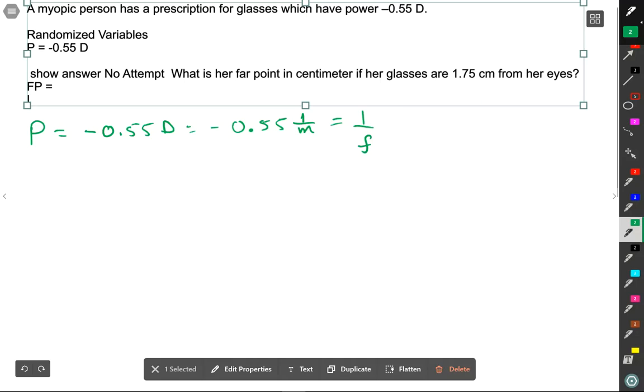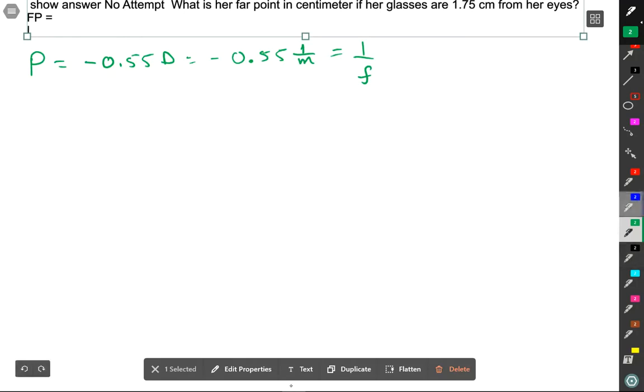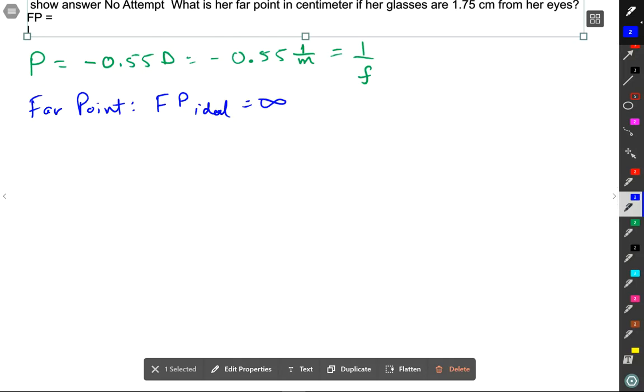What is her far point in centimeters if her glasses are 1.75 centimeters from her eyes? So we have to start with far point. Ideally, how far away can you focus? So far point ideal is infinity. Now, if somebody has a far point that's not infinity, then we call them myopic or nearsighted. And they're going to wear a glass that makes it so if the object is infinitely far away, the image is at their far point.